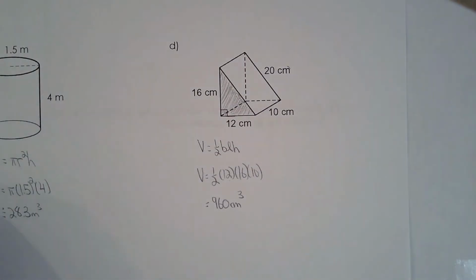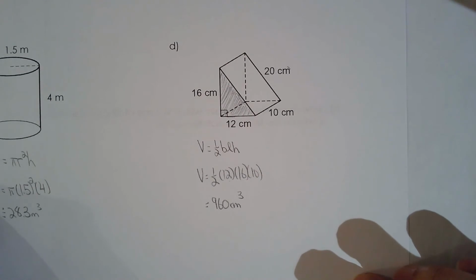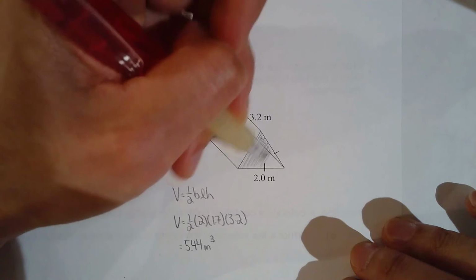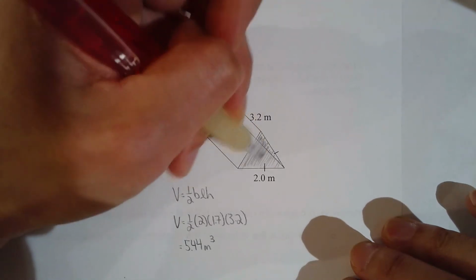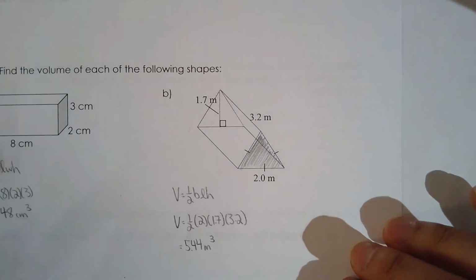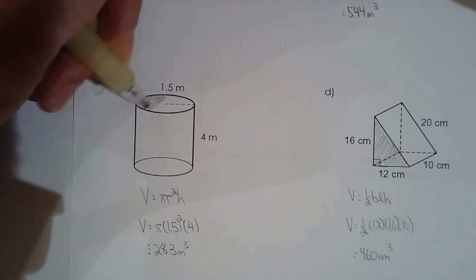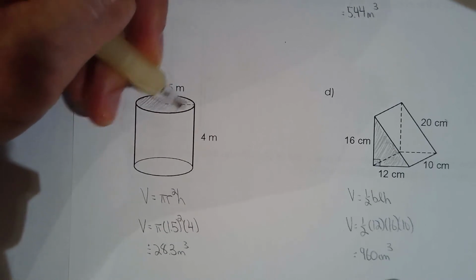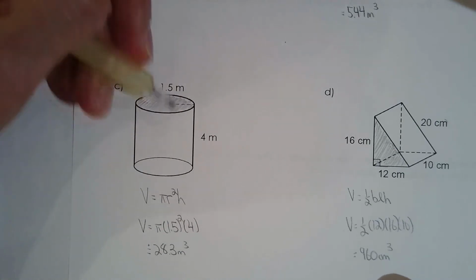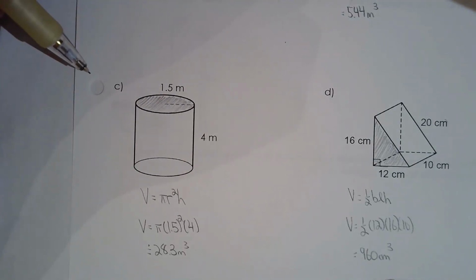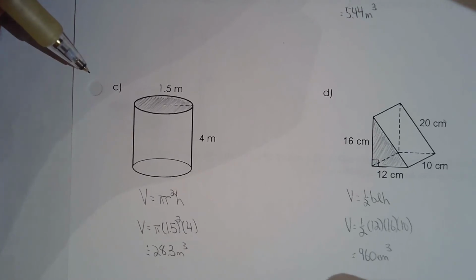All right. So you know what? I'm going to go back to question B and C and just shade in the bases for you, or the end face, you can say as well. That's your end face or the base. So establish what the end face is, and then find its area, and then multiply by the height, and there you go. That's going to give you the volume of your prism or cylinder.